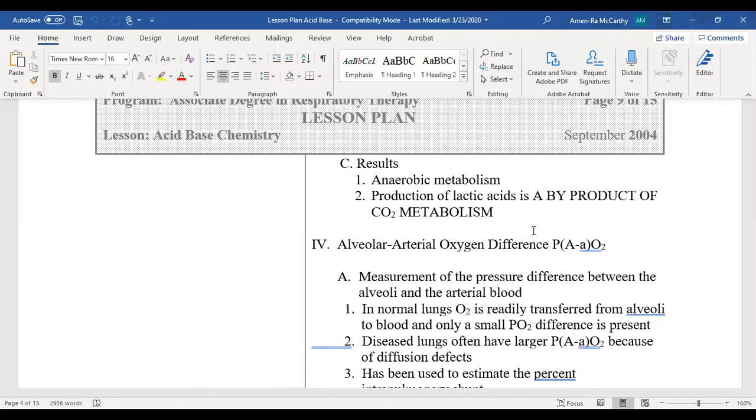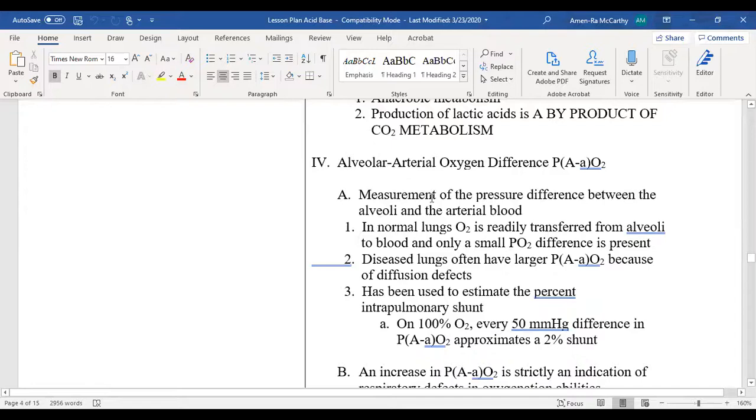So if you don't have oxygen, it will lead to death, okay? It will eventually lead to death. And I'm going to stop there for today. Tomorrow we're going to talk about alveolar oxygen, the alveolar-arterial difference.